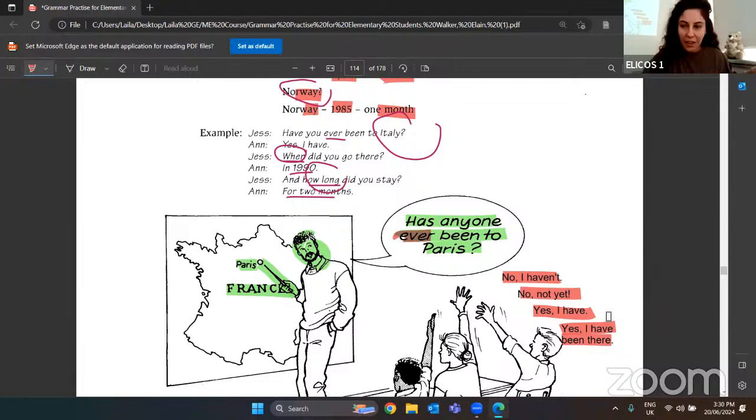Okay, so let's do the next part. We're going to be talking about the present perfect, still the present perfect, but using words like for and since. That means I'm going to say for how long I have done an action, or since when. I'm going to tell you exactly when I did this action. When did it happen?